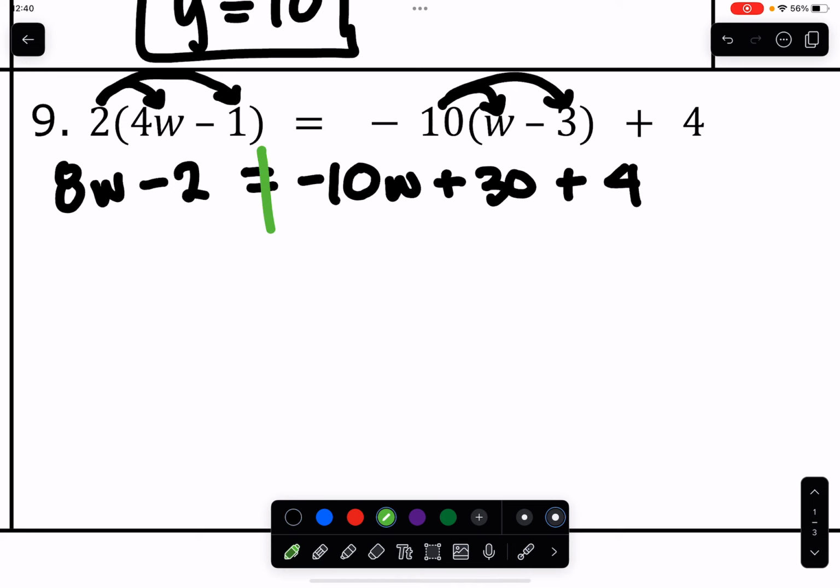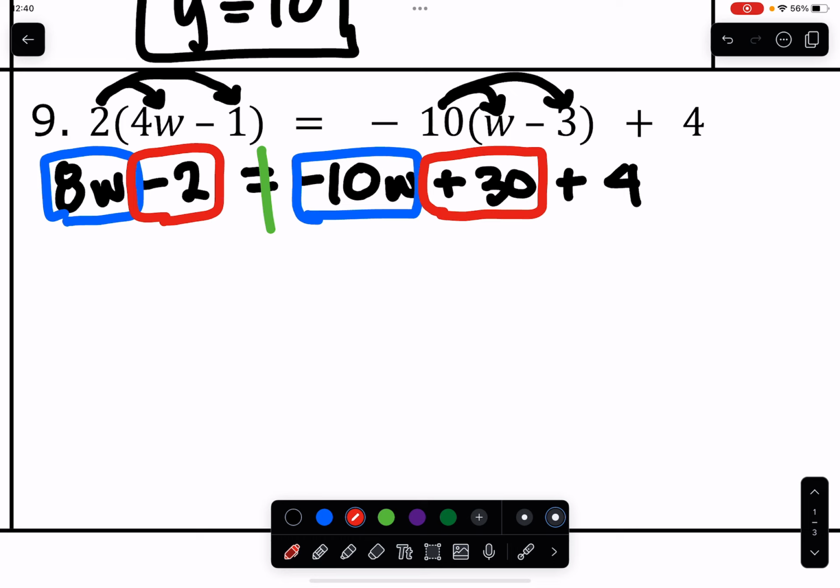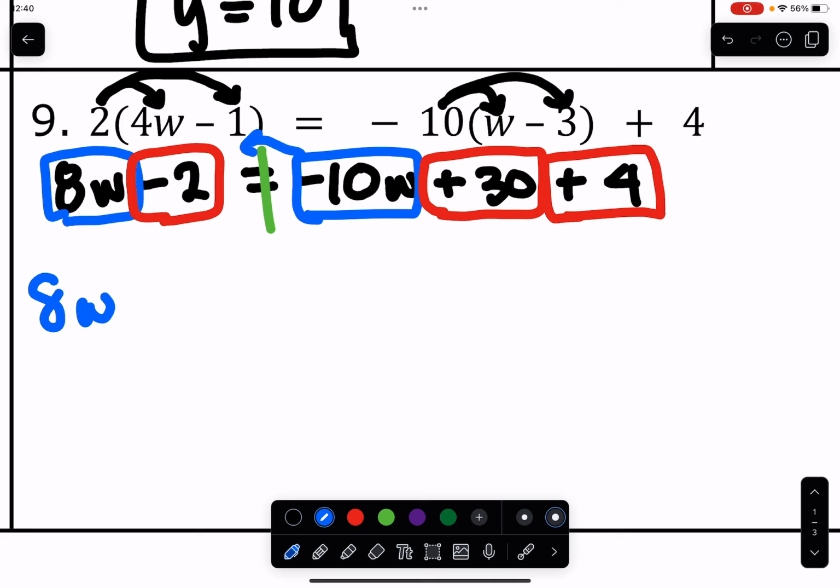So now, since here's my equal sign, I want my variables to be on the left side of that equal sign and my constants to be on the right side of the equal sign. So let's start with the variables. Well, 8 is already on the left side, so we're good there. However, 10 needs to be moved to the other side, so that's going to change it to a positive 10.